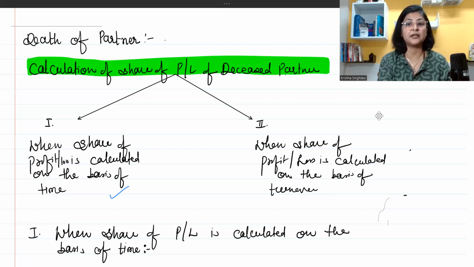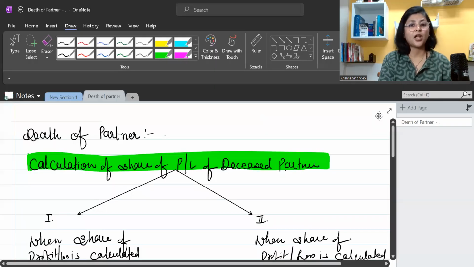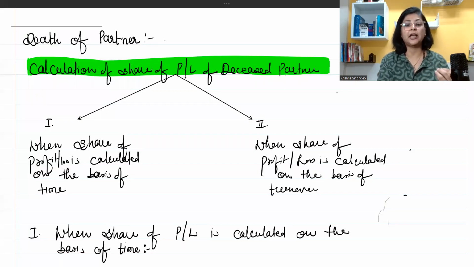On the basis of previous year's profit means they will give you that the previous year's profit was this, or it can be even the average profit of a couple of years. So this will be entirely dependent on the question, what kind of information the question is giving to you. So right now I'm sticking to this: if the profit of the current year is on the basis of the previous year, this kind of information is given to you. Then what do you have to do?